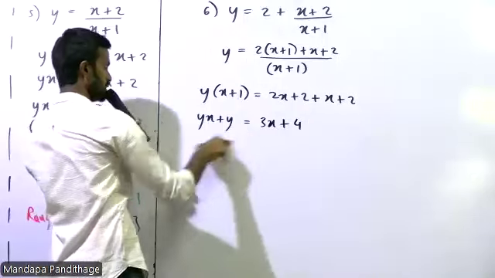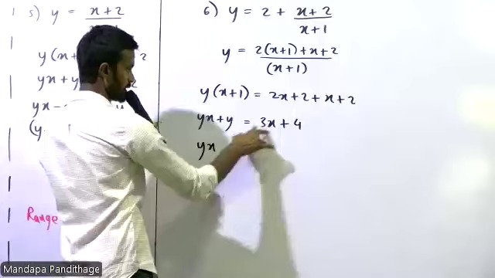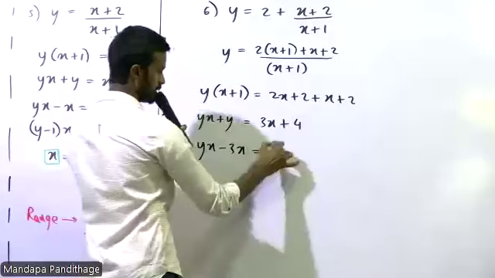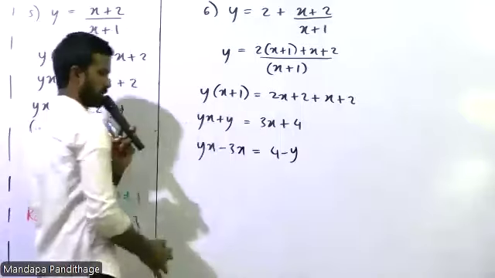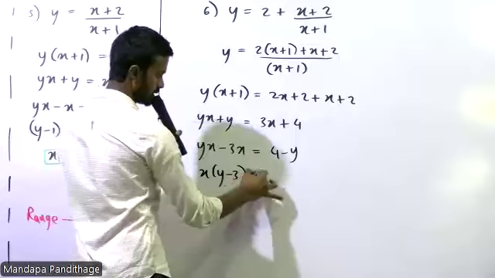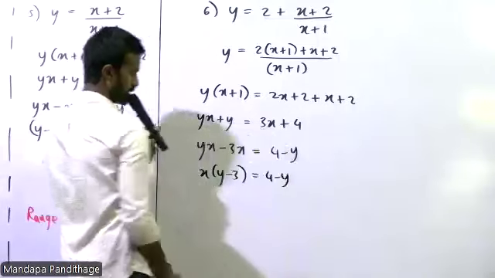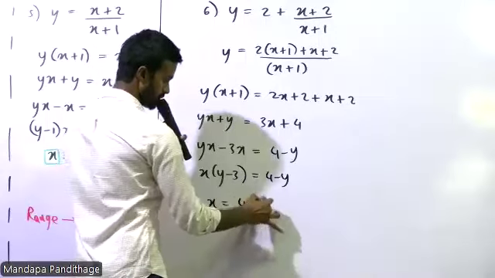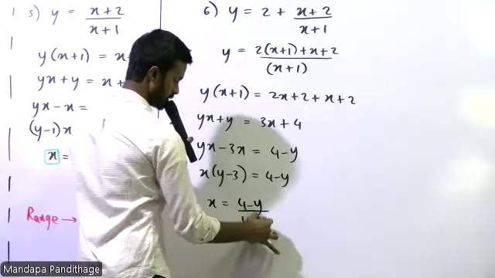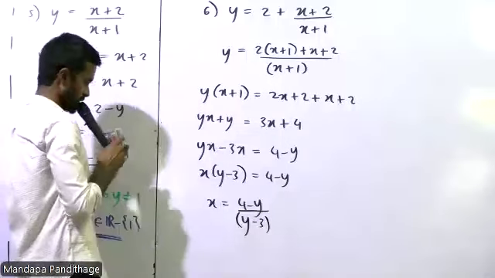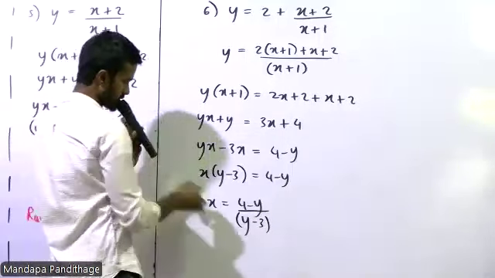So you have to subject x. So take x to one side. It's equal to 4 minus y. So when you take x out, it's y minus 3 over 4 minus y. So when you subject x, it's 4 minus y over y minus 3. So this is what you get when you subject x.